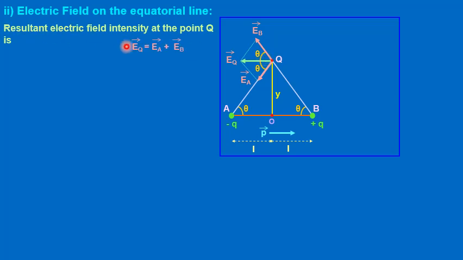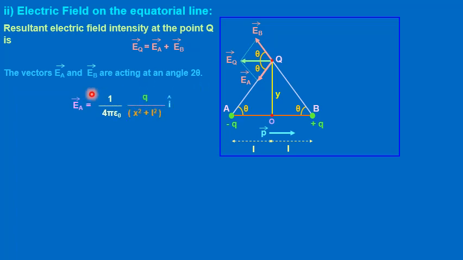Resultant of electric field intensity at point Q is EQ vector equals EA vector plus EB vector. The vectors EA and EB are acting at an angle 2 theta. EA vector is equal to 1 upon 4 pi epsilon naught Q upon (x square plus L square) into I cap. EB vector is equal to 1 upon 4 pi epsilon naught Q upon (x square plus L square) into I cap.